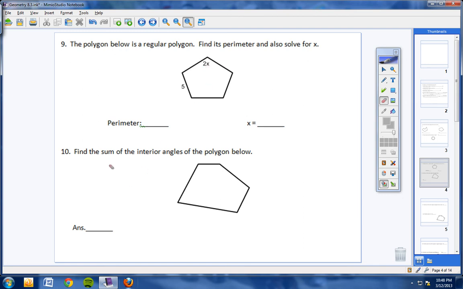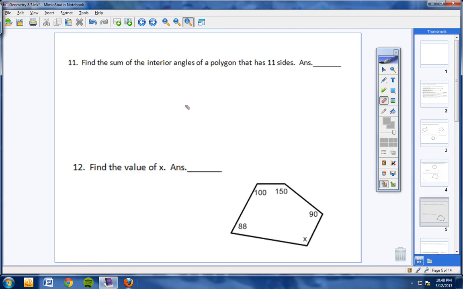Okay? Number 10, find the sum of the interior angles of the polygon. So count the sides and use your formula and find the sum of the interior angles of the polygon. Number 11, find the sum of the interior angles of a polygon that has 11 sides. So instead of trying to draw an 11 side, all these sides, I'm just telling you, you have a polygon that has 11 sides. Find the sum of the interior angles. You can do that. Use your formula.